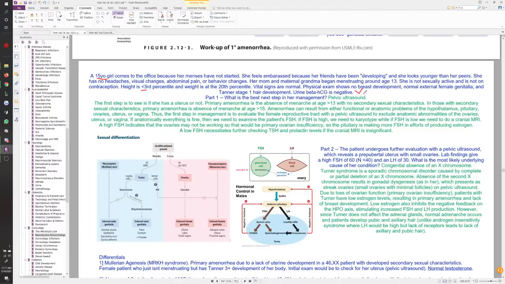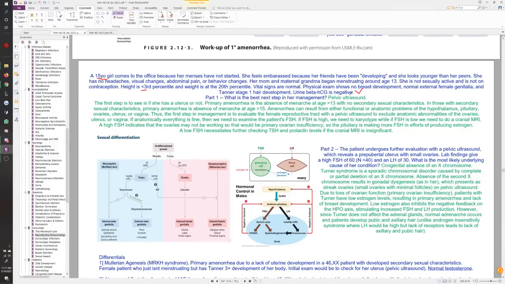If they didn't do that, then if they ask you this question, part 1, what is the best next step in management? The answer would be check for pregnancy. You need to check for pregnancy. Got to do that. Why? Because it's super easy and it doesn't cost anything. You do it, and it gets one thing out of the way. But they did that already.